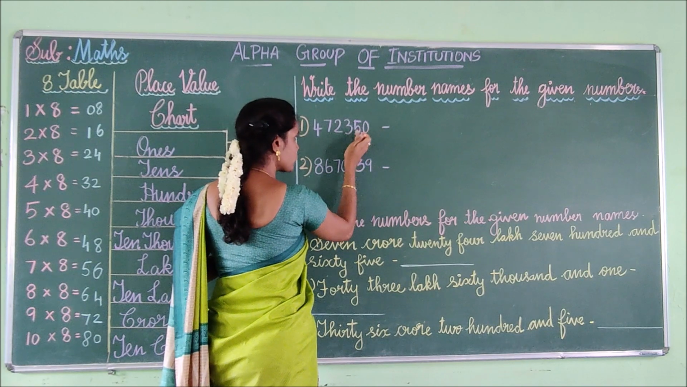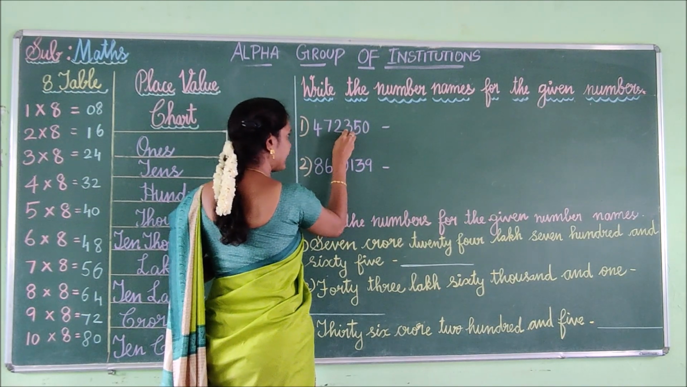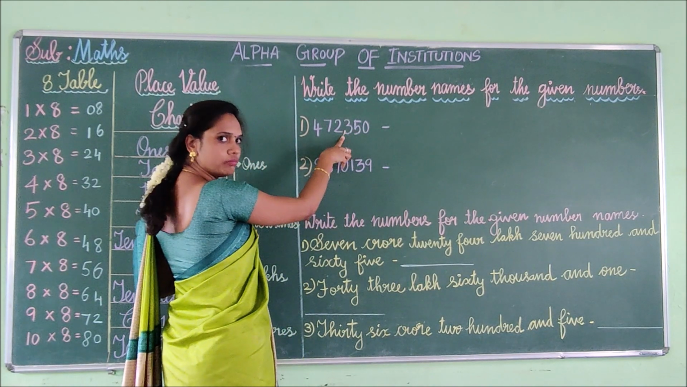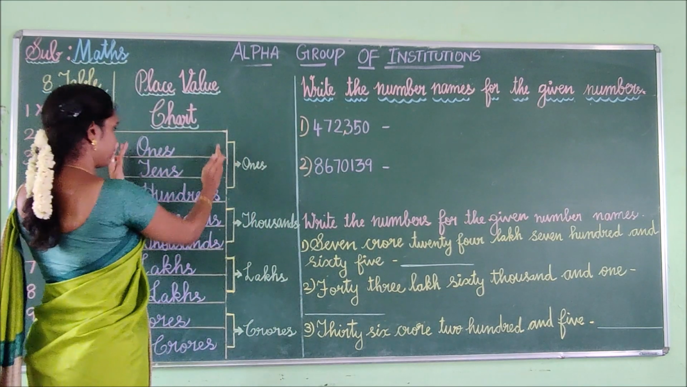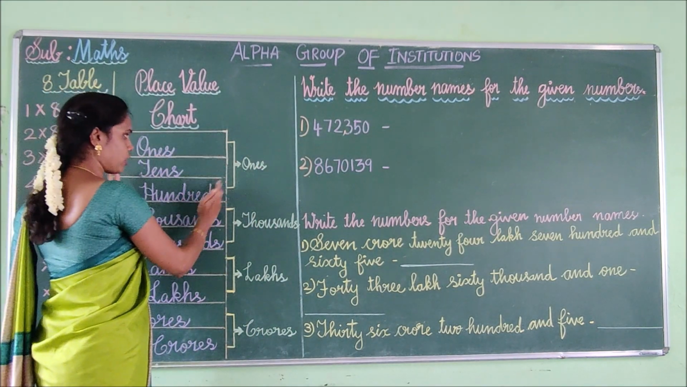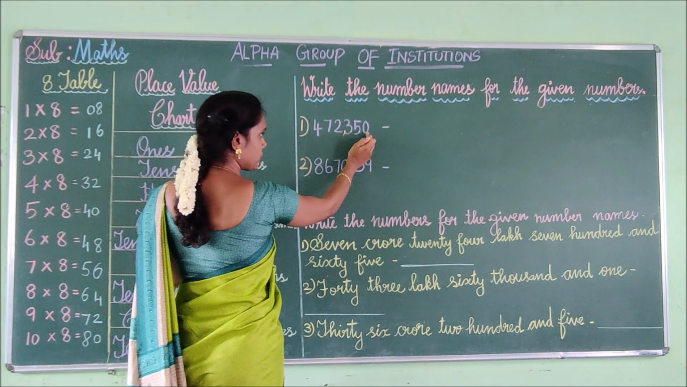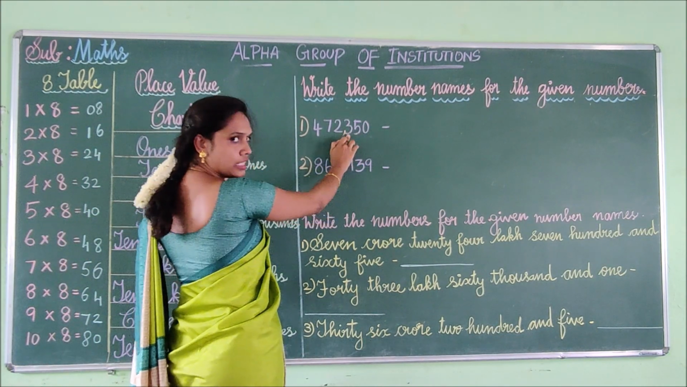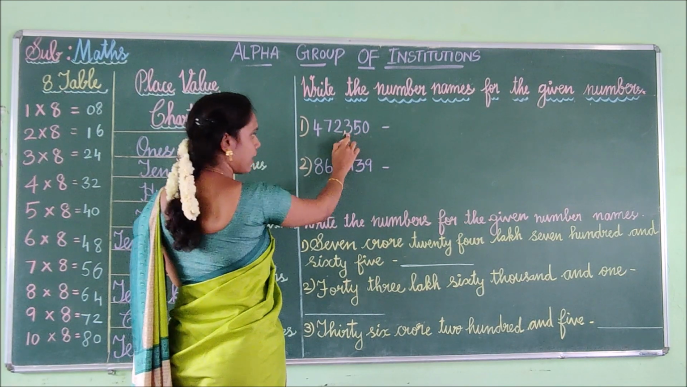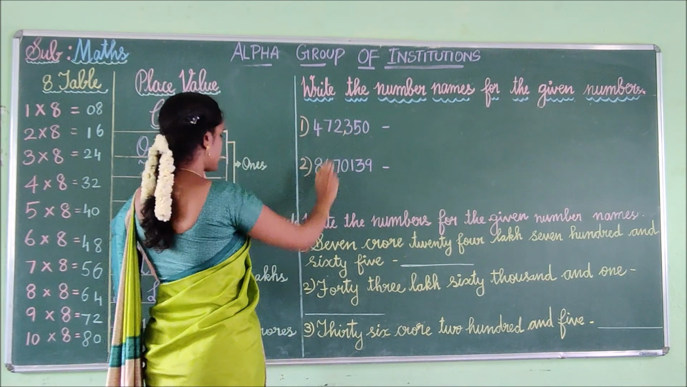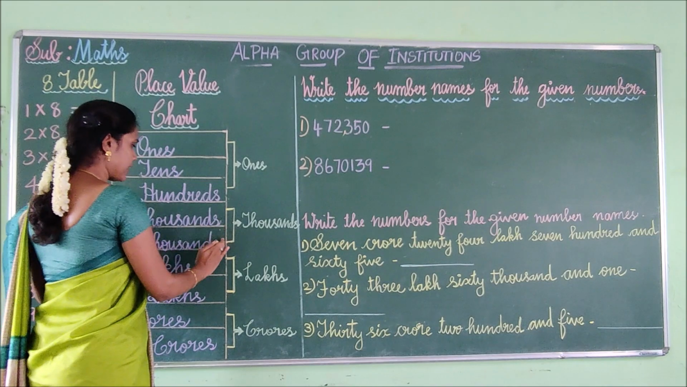So 1, 2, 3. Okay, before the 3 numbers you have to put a comma. See here you have 3 columns. These 3 columns come under ones. So you have to put a comma before 3 numbers. Ones, tens, hundreds.